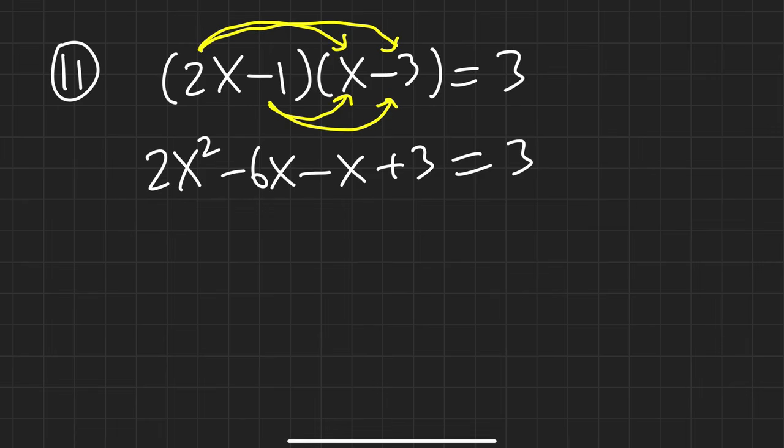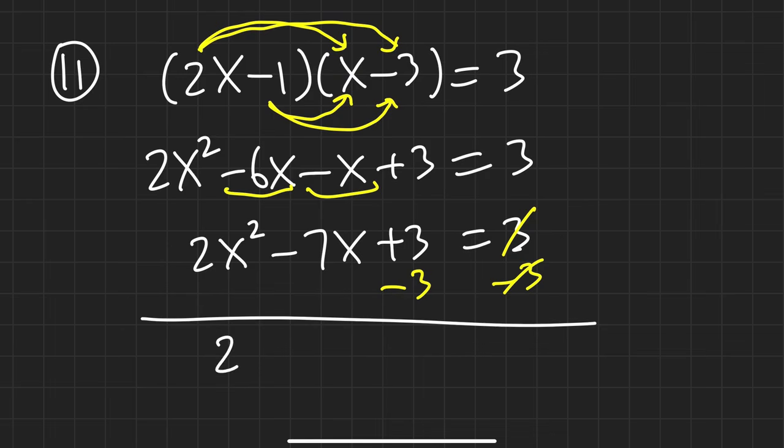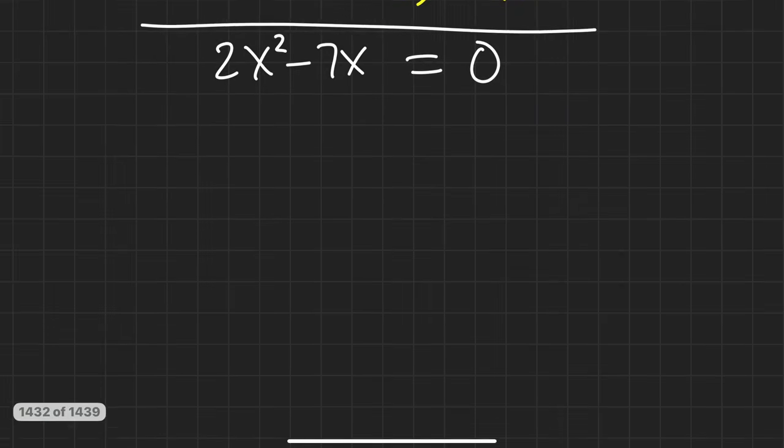And then we can combine this and that. That's negative 7x. Then we are going to subtract 3 to both sides. This and that cancel to get 0. But 3 and minus 3 right here, it's also 0. So on the left hand side, we just have two terms. So 2x squared minus 7x is equal to 0.